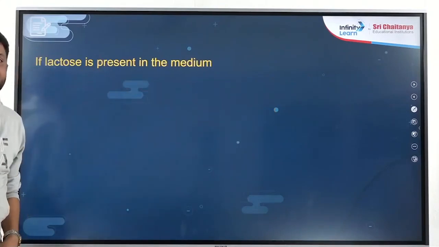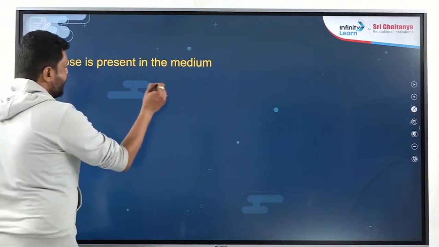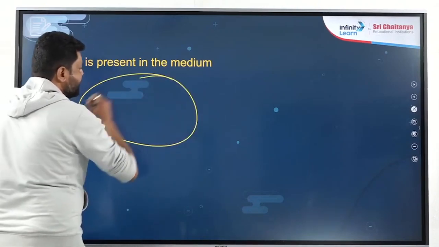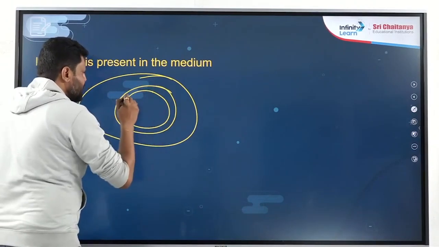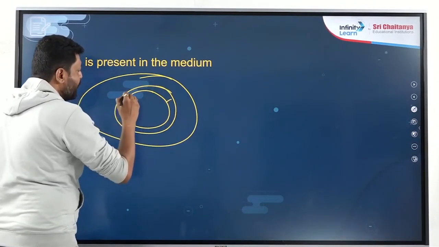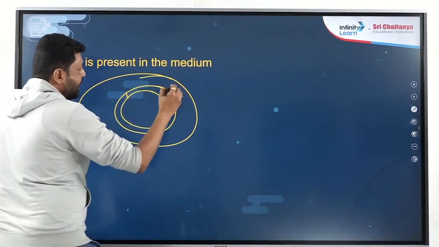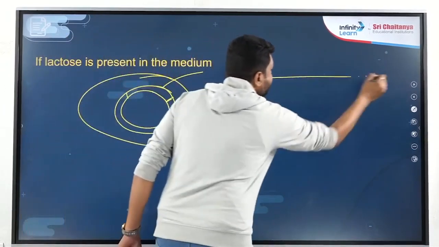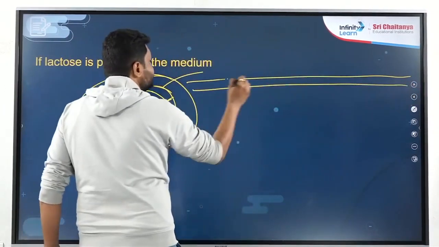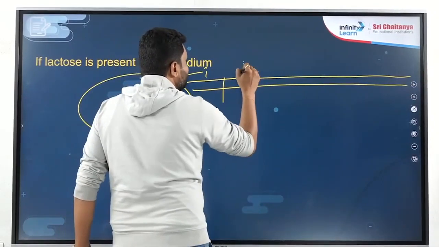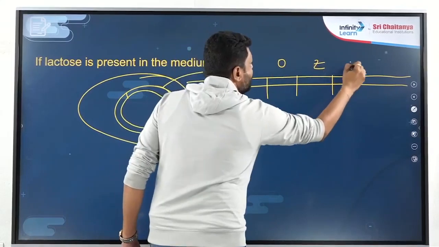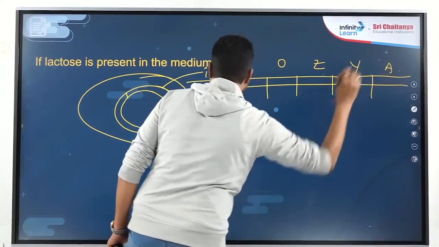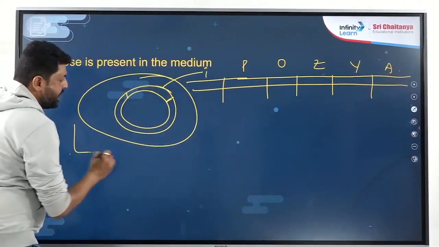When lactose is present in the medium, see what happens now. This is the bacterium and these are bacterial genes. I told you a cluster of genes is called an operon. This is the lac operon, and I am expanding it here. The lac operon has six genes: lac I, lac P, lac O, and lac Z, lac Y, lac A. Done. This is the outside of the bacterium.